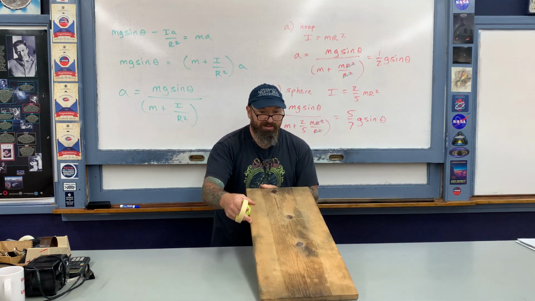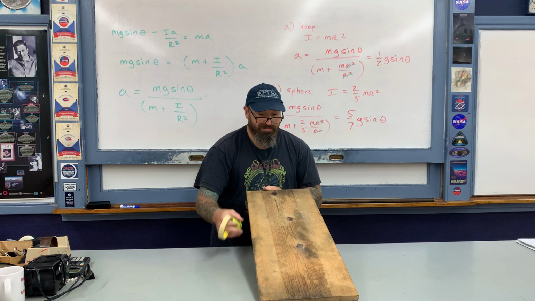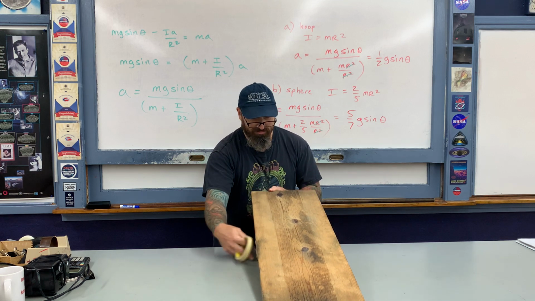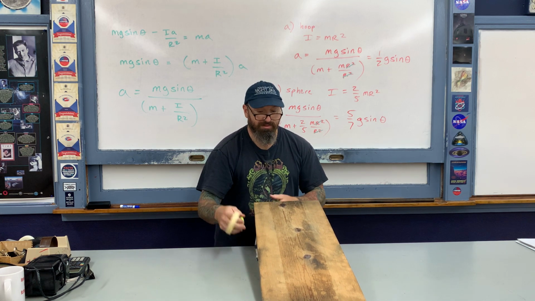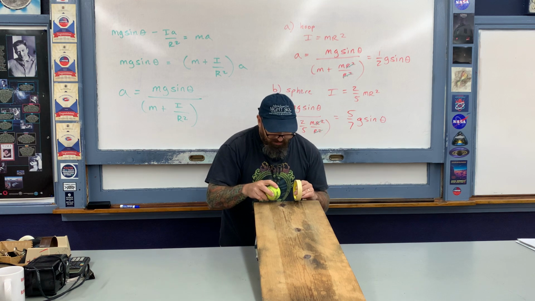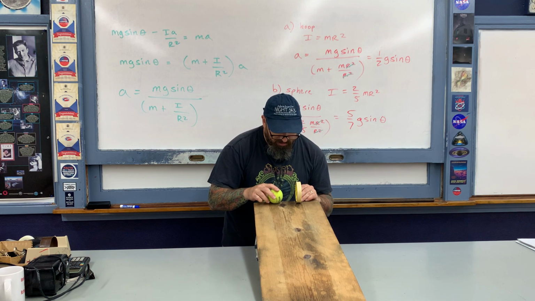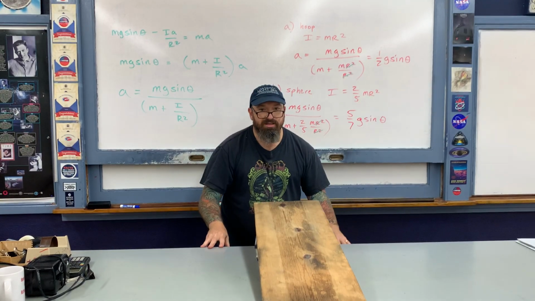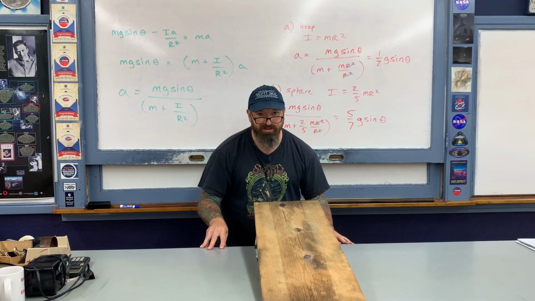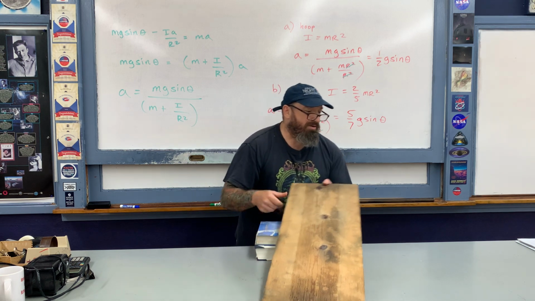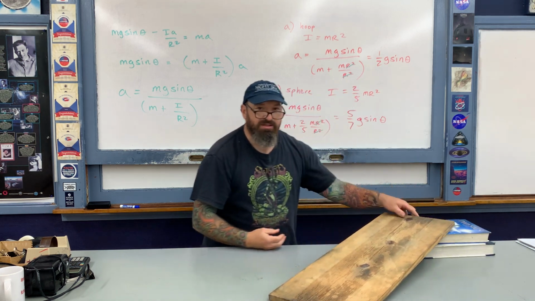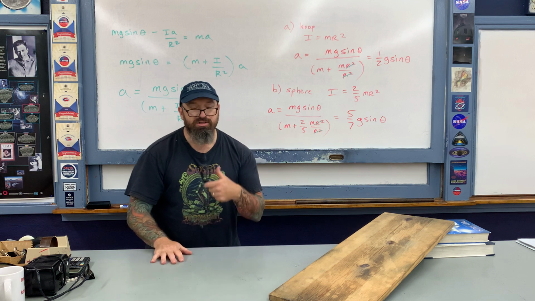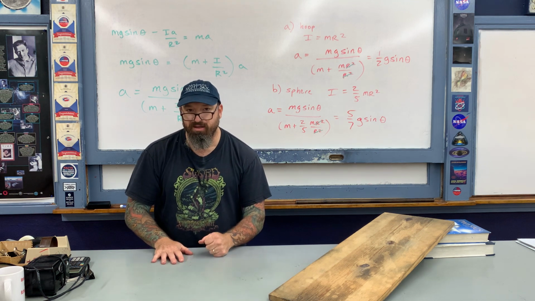So let's set up an incline like so. There we go. And then I'll take the two objects here, set them onto the incline, let go of them at the same time. And lo and behold, the tennis ball did in fact reach the bottom of the ramp first.